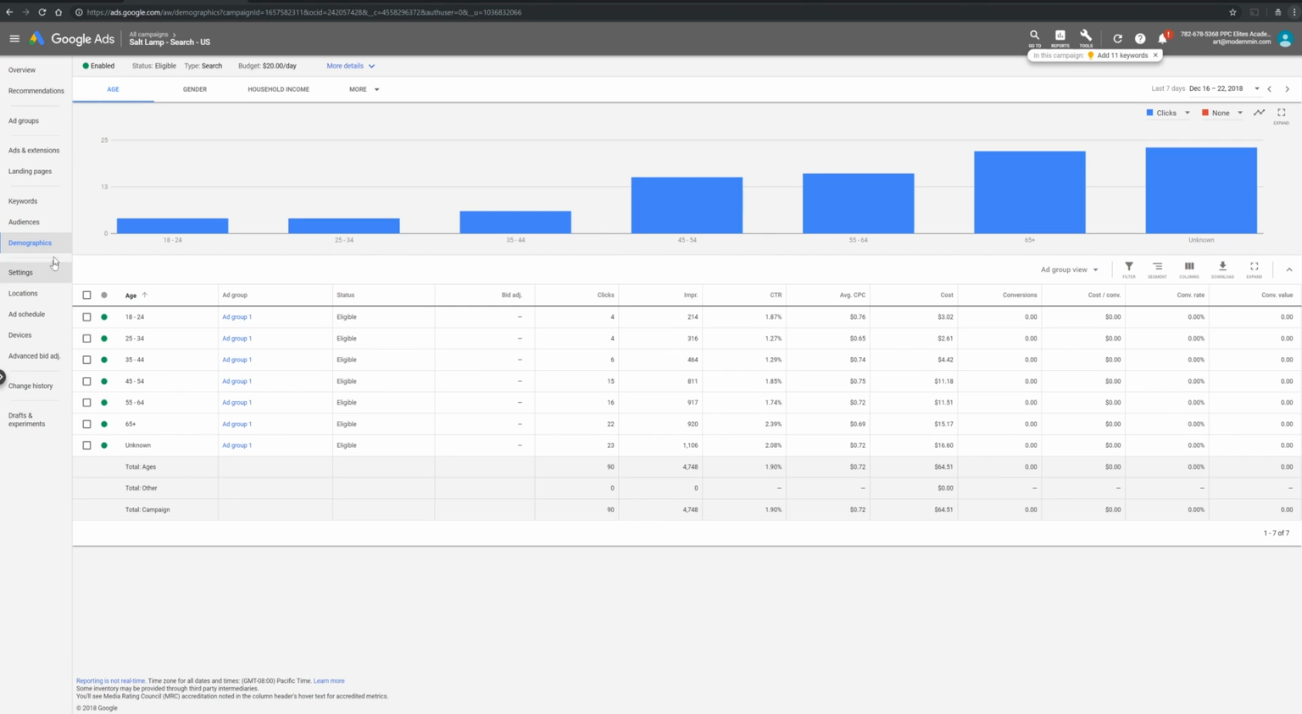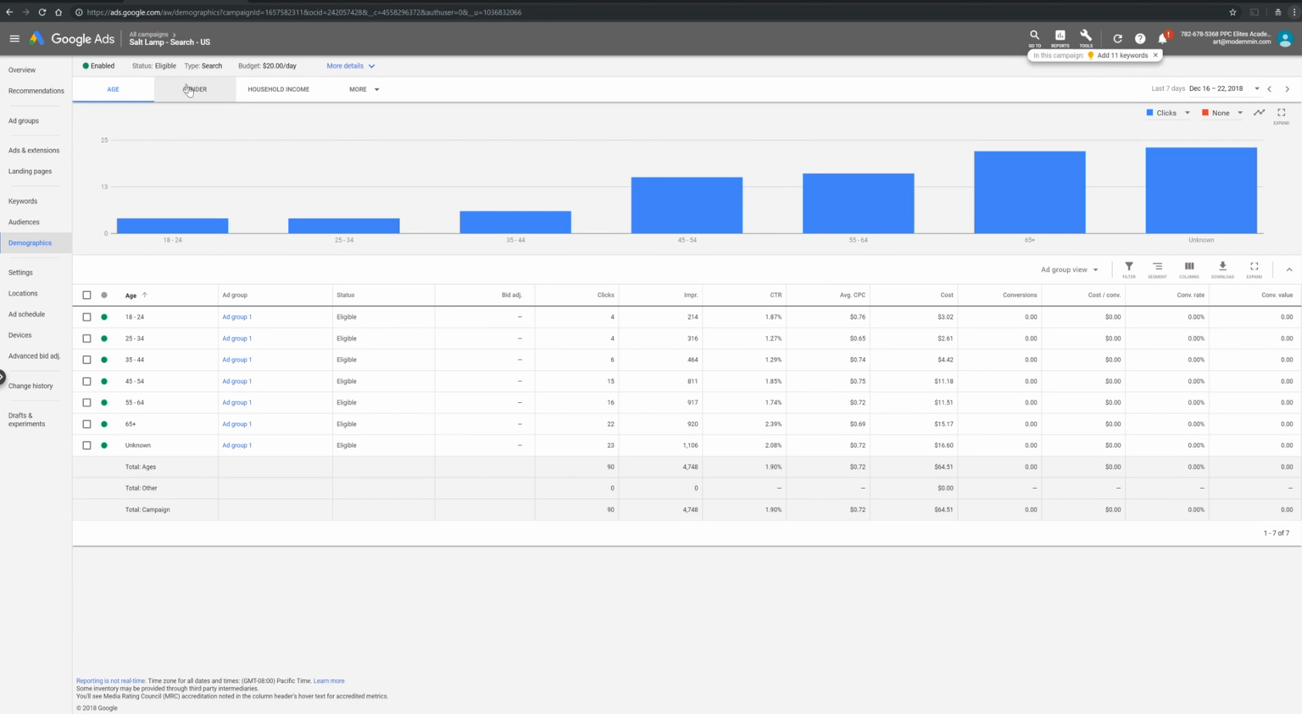Now, the first place we can go ahead and do bid adjustments is going to be under demographics. And as you can see right here, we have a lot of data. We have age, all right? So there's certain age groups, and then there's also unknown. So the people who Google does not really know their age. And this is always going to be the largest group with the most clicks, most impressions, at least 90% of the time.